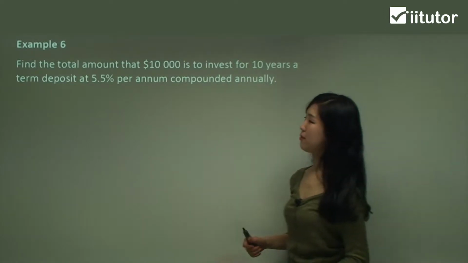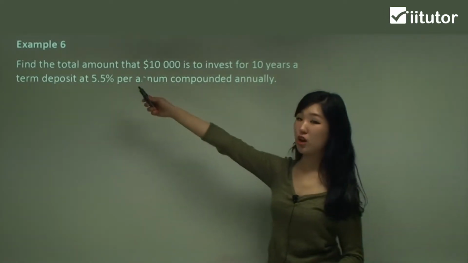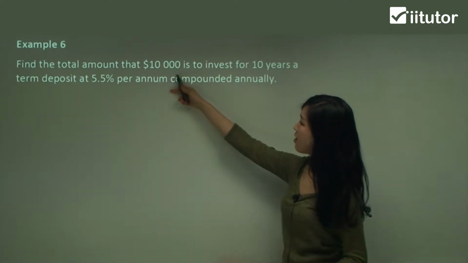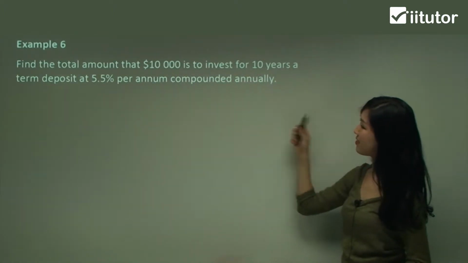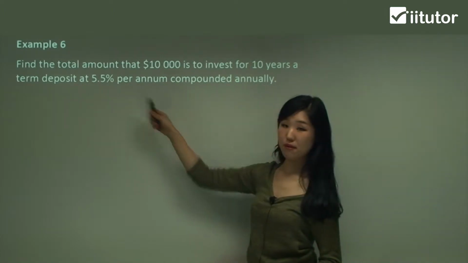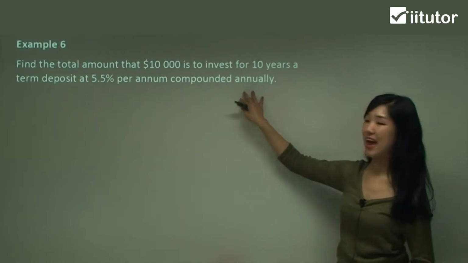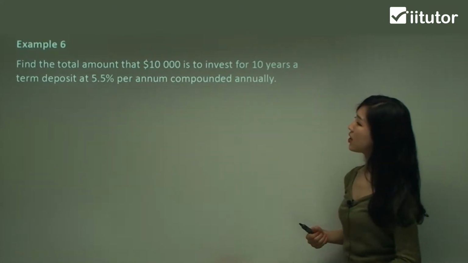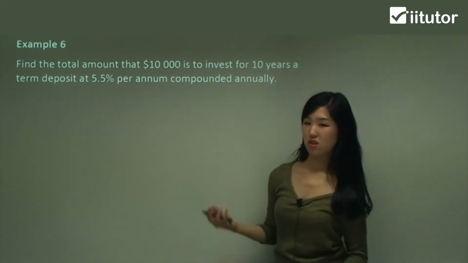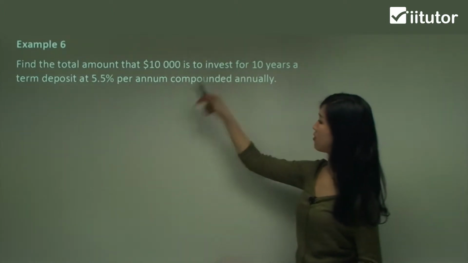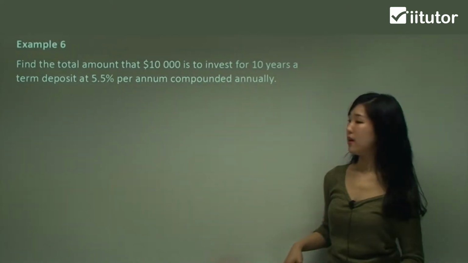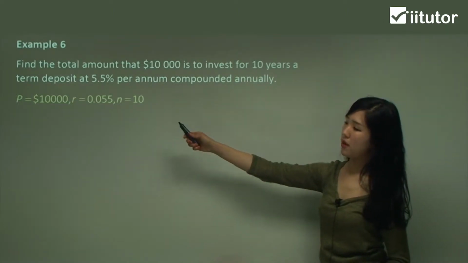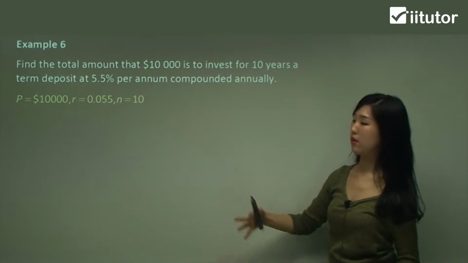Let's try an example. Find the total amount. For total amount, we use the compound interest formula, right? $10,000 is invested for 10 years in a term deposit at 5.5% per annum, compounded annually. So we're going to use compound interest this time. It's pretty much a similar thing, it's just a different formula that we're using, and they give us all the necessary inputs. So I'm going to use our formula, but we're going to note what P, r and n are first of all, like we do with simple interest.